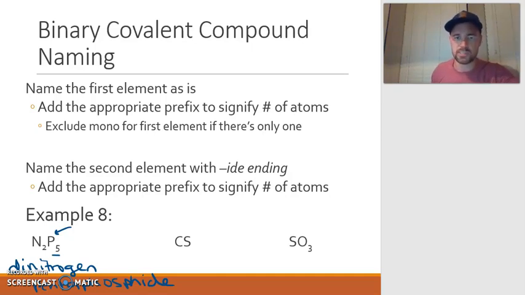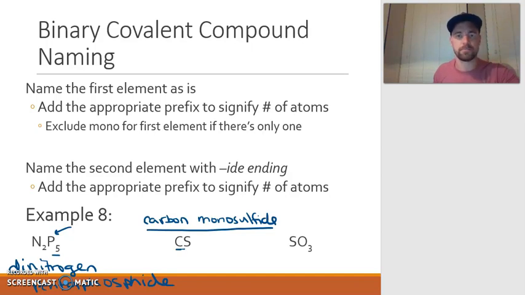Let's look at the next one, CS. The first element is carbon, and so I'm going to write it as is. Now there's only one carbon, but since carbon's the first element, we do not need to put mono. The second element is sulfur. We're going to change that to sulfide, but there's one sulfur, so I need to put mono. So it becomes monosulfide. So the name of the compound is carbon monosulfide.